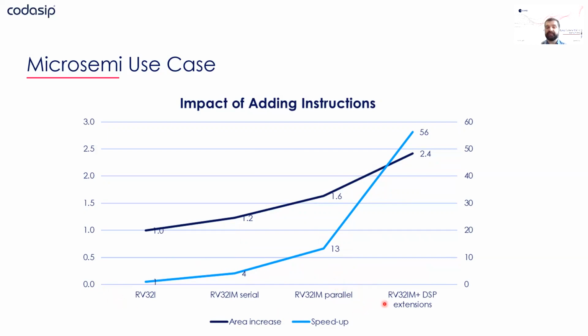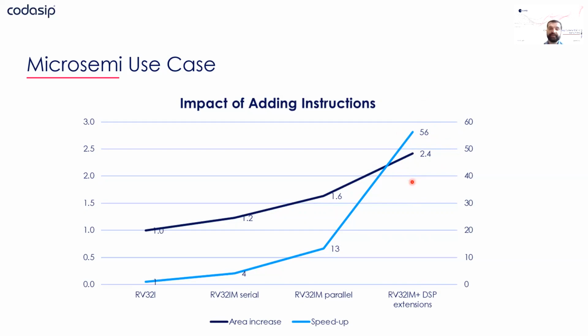What we did is we created a custom extension. We added a couple of DSP extensions, and then we ended up with more than 56x in terms of performance. Yet the area increase is not that significant if you compare that to the speed up. So the area went like 2.4x higher than the baseline. But if you compare that with the performance gain, it's huge. So therefore, they decided to go in this direction, because it's clear that it's a winner.